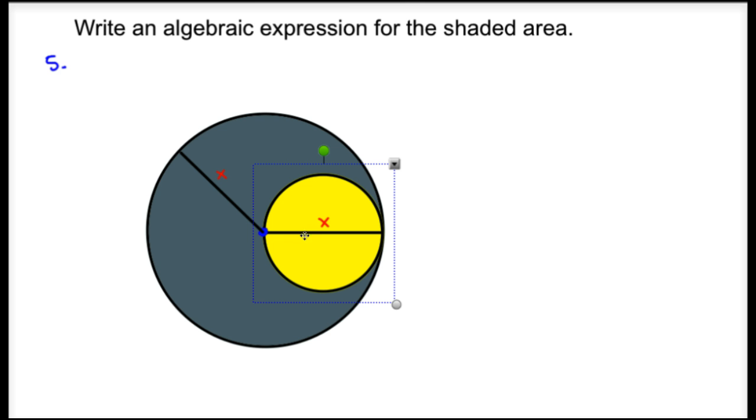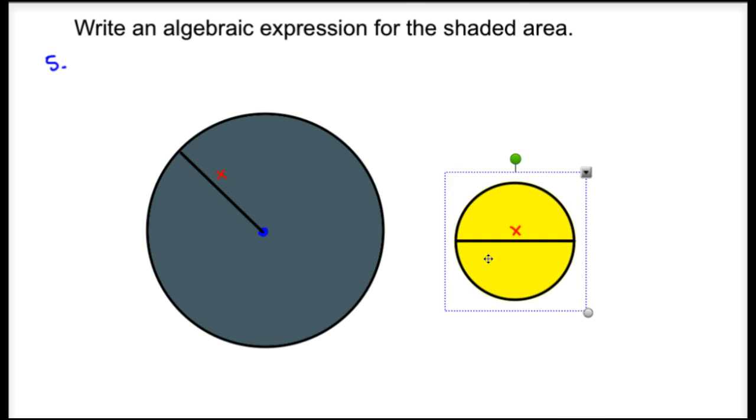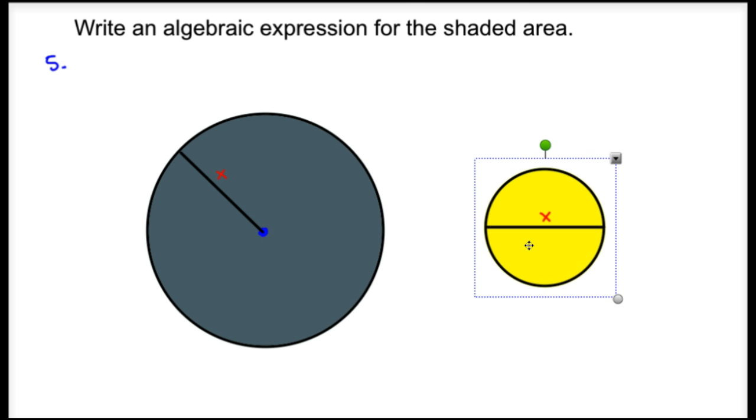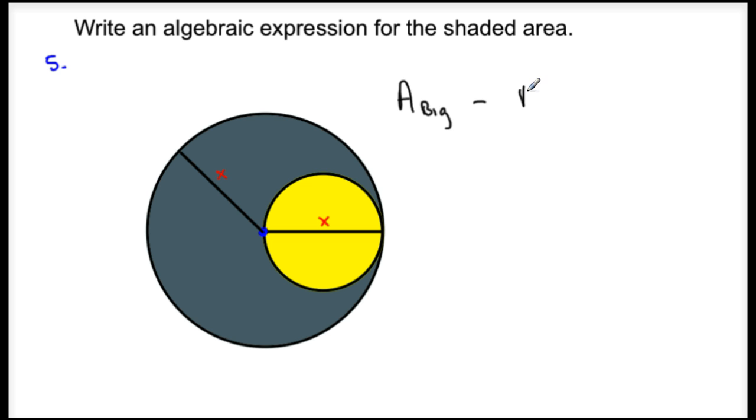So pretty much what I'm looking to do is take this yellow circle away from this shaded area here, or this other bigger circle. I'm looking to take the area of this yellow circle away from the area of this larger circle. If I'm looking to do so, what operation should I be thinking? If I'm looking to take this away, we should be thinking subtraction. So I need the area of the big circle, and I need to take away the area of the small circle.